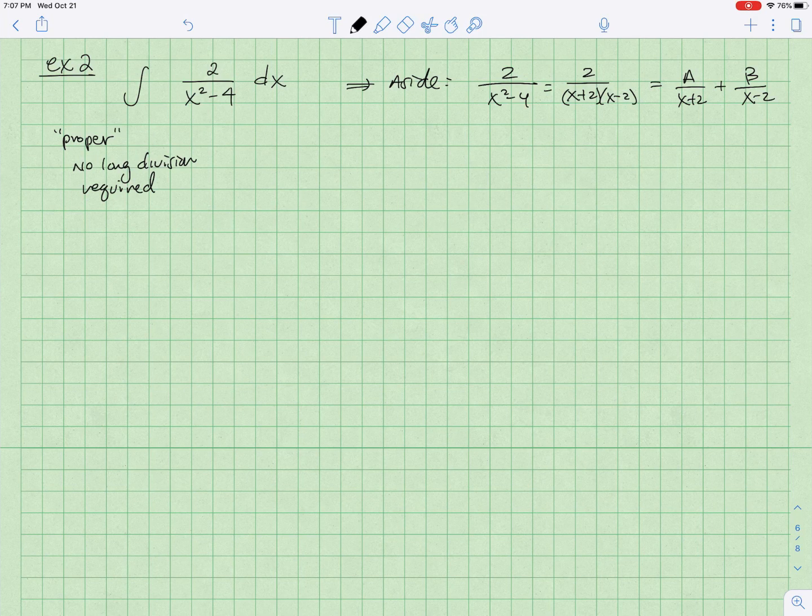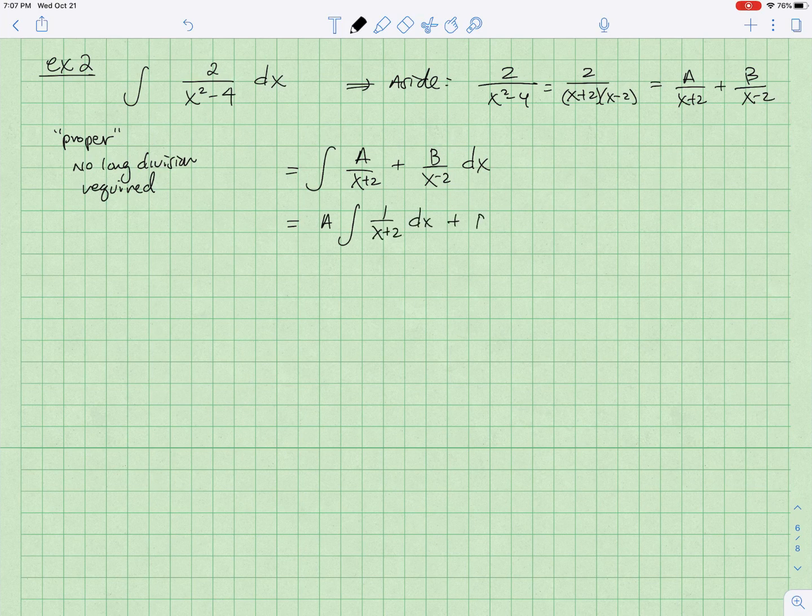Now, technically, we don't have to figure out what a and b are until the end of the problem. If you wanted, you could say that this is equal to the integral of a over x plus 2 plus b over x minus 2 dx. And since those are constants, there's nothing stopping you from factoring them out of the problem.